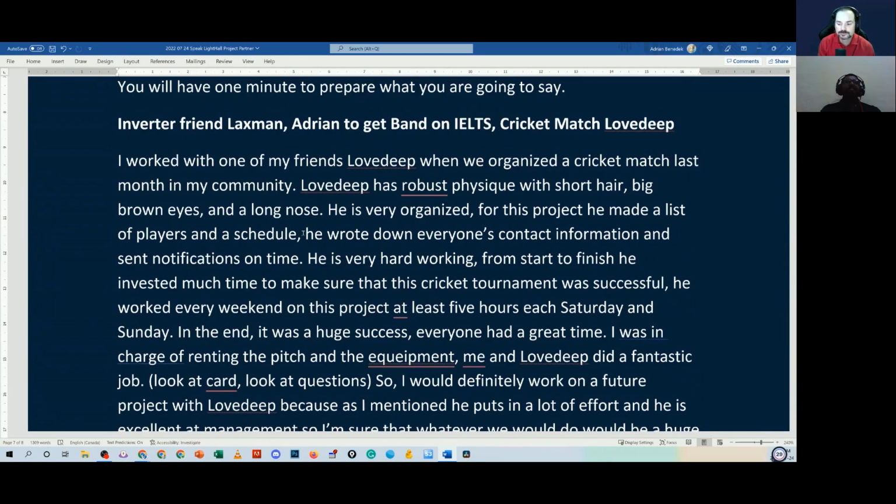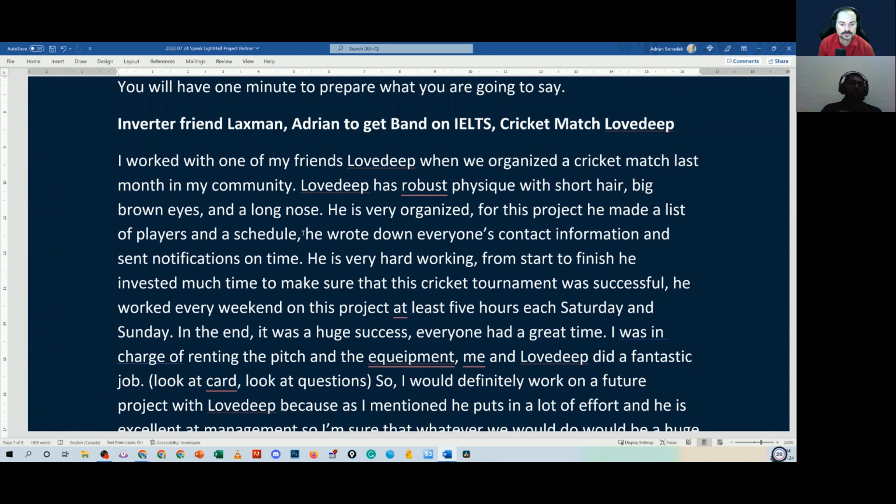Okay. So, I worked with one of my friends, Lovedev, when we organized a cricket match in the community. So Lovedev has a robust physique, short hair, beautiful brown eyes and a long nose. He's very organized when it comes to organizing this event. He made all the calls to players to be on schedule, and he wrote down all the information about every single team in this event.